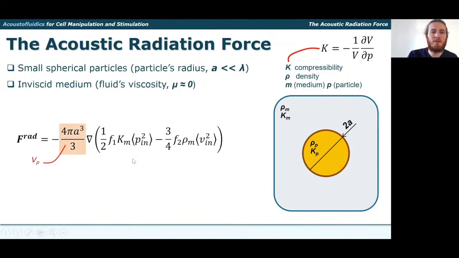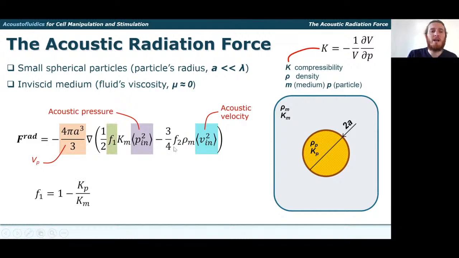Another important factor is the spatial gradient of the time-averaged acoustic pressure squared, as well as the spatial gradient of the time-averaged acoustic velocity squared. You can also see that in these equations, there are two parameters defined as F1 and F2, where F1 depends on the ratio between the particle compressibility and the medium compressibility, while F2 depends on the ratio between the particle density and the medium's density. So overall, the magnitude of a radiation force will strongly depend on the particle characteristics, particularly its volume, density, and compressibility, as well as the density and compressibility of the surrounding medium and the properties of the acoustic field applied within the fluid medium.